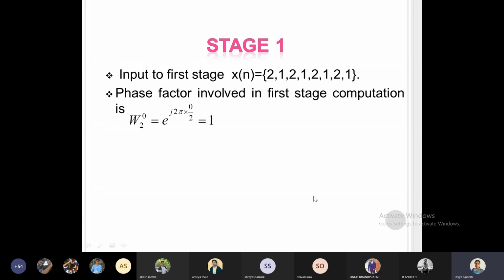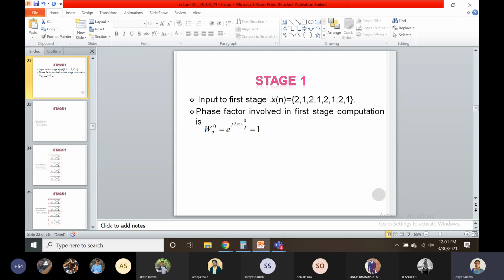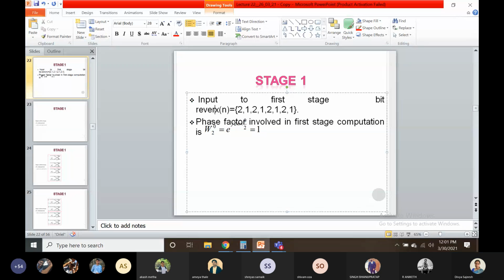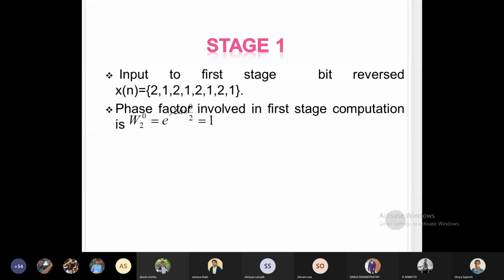Okay, so input to the stage 1 is bit reversed x of n. So it is the bit reversed x of n, which is 2 1 2 1, not x of n.